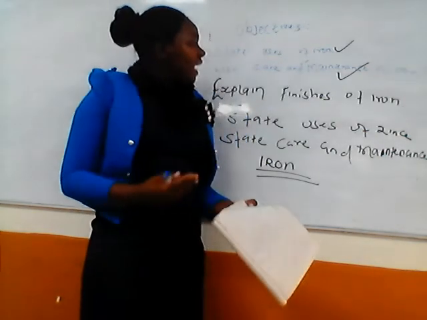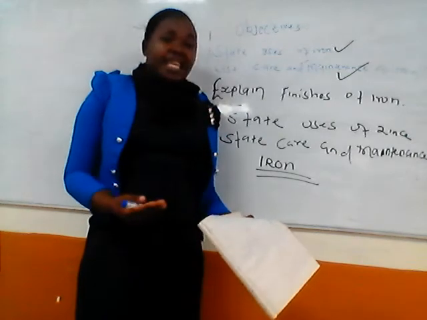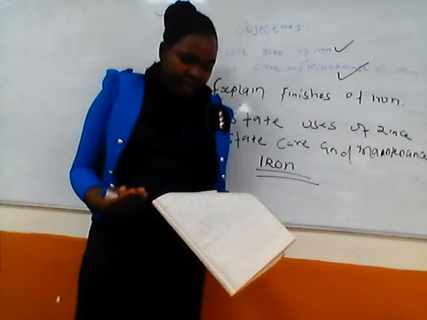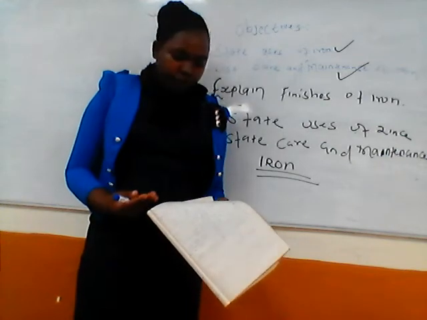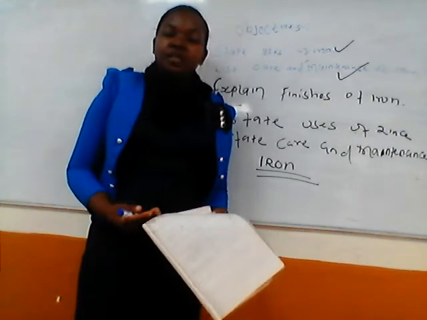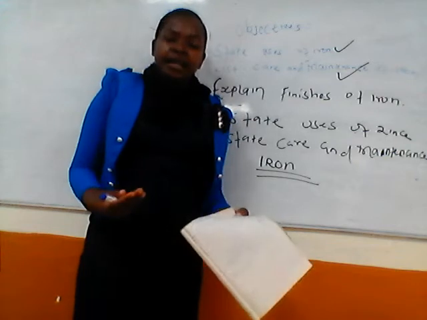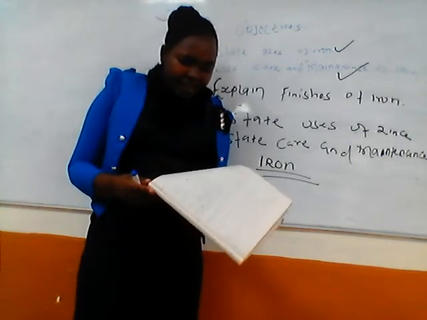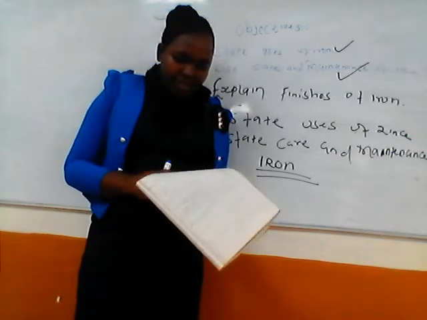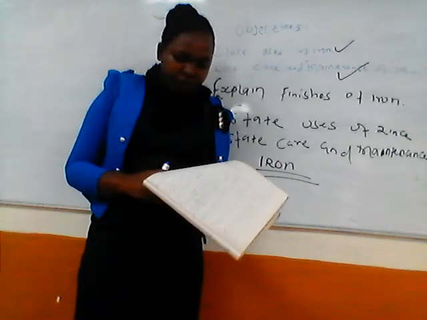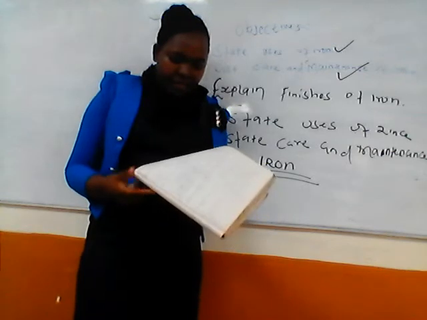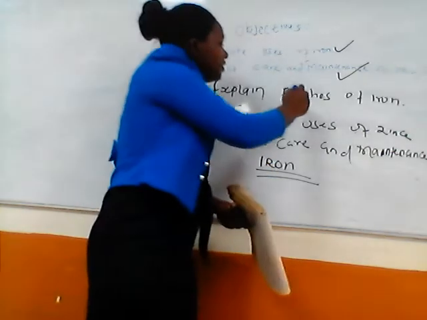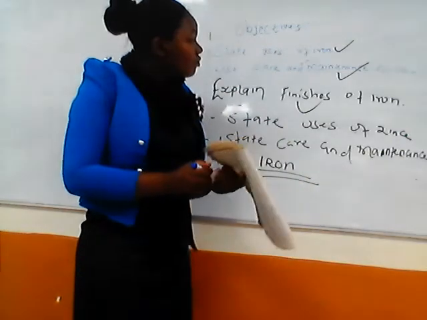When we talk about care and maintenance, how can we take care? In order to ensure thorough care and maintenance, clean those equipment with clean, hot, soapy water, and then you dry them. Next, rinse thoroughly, dry completely, avoid excessive drying. Then next objective, it says explain finishes of iron.